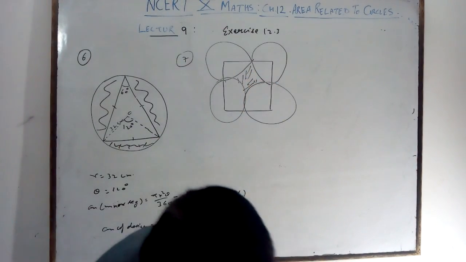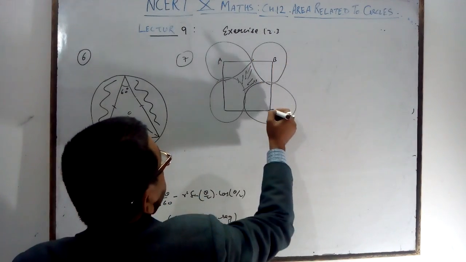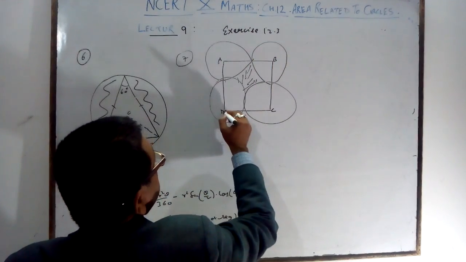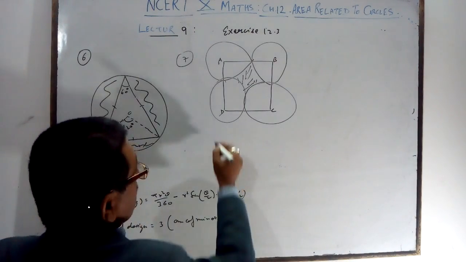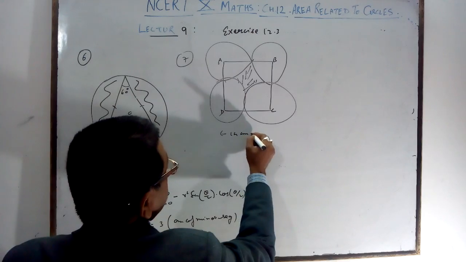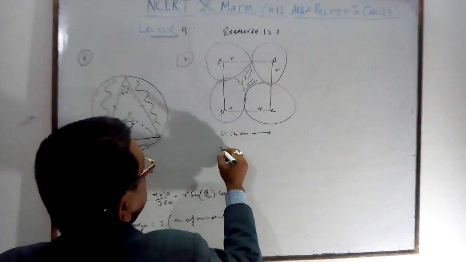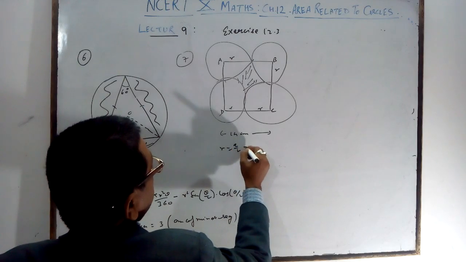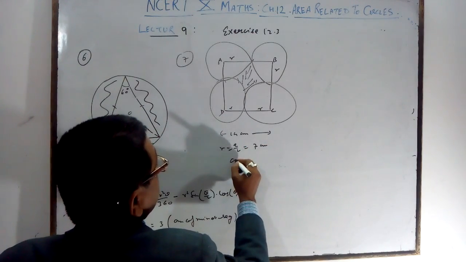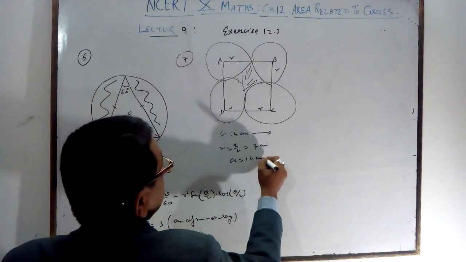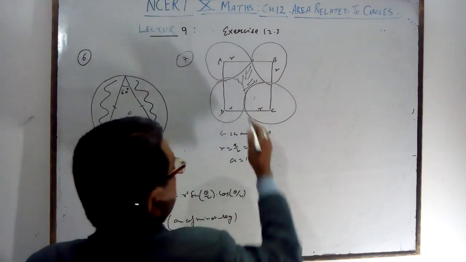ABCD is a square, with the circles centered at its corners, and the radius is half of the side. The side of the square is given as 14 centimeter, so the radius is a by 2, that is 7 centimeter, where a is equal to 14 centimeter. All have the same radius. All are forming quadrants: 1, 2, 3 quadrants.